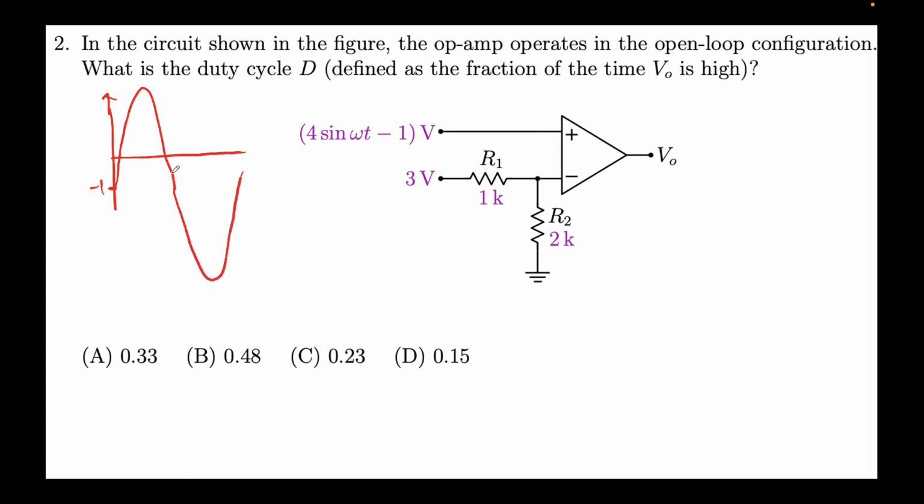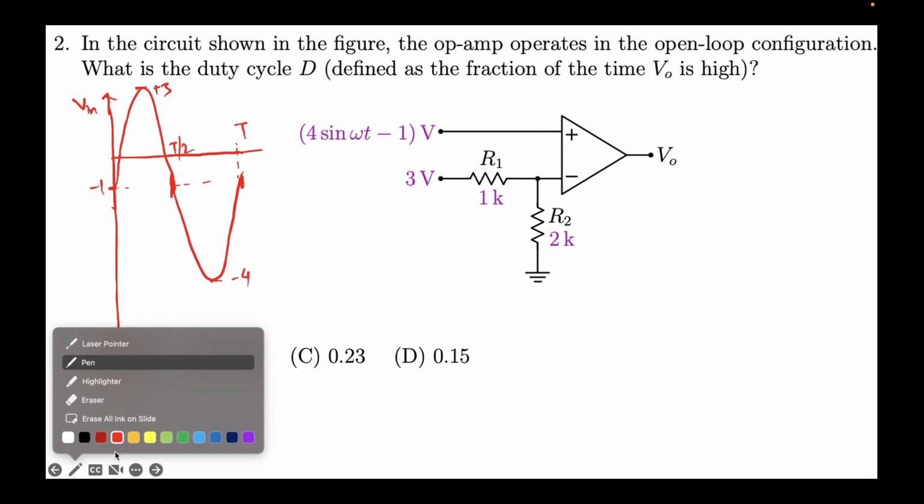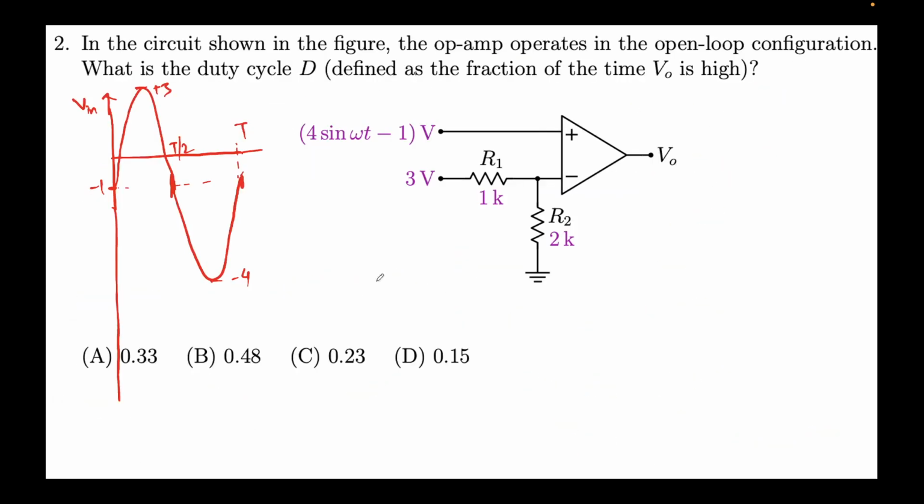As I told you, I'm only drawing the one cycle. This is V in, and this is one complete cycle. This time will be T by 2, and this time will be T, where T is the time period. This value is plus 3, this value is minus 4, and we know that V reference is plus 2, that is somewhere over here. So this is your V reference.